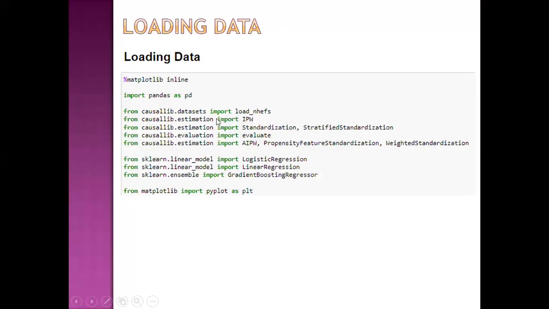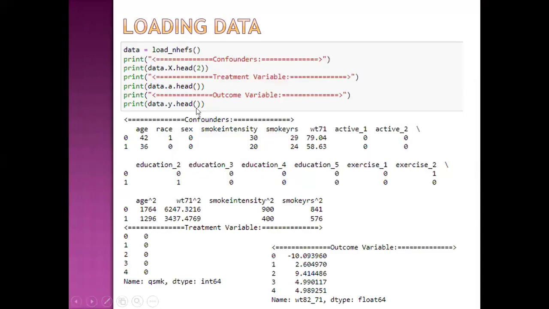So let us see an example in Python code. So these are the libraries. I will use the causallib package. This is a very versatile package. It has a lot of functionalities. So these are importing of various functions and methods. We will use sklearn for background logistic regression and linear regression. So we will load the inbuilt data in the package. So here X are confounders, A is treatment variable, and Y is outcome variable.